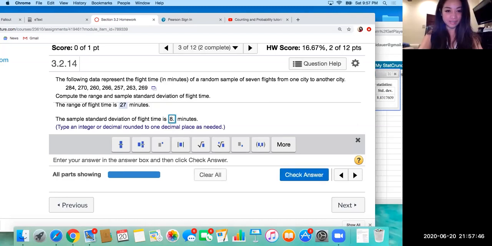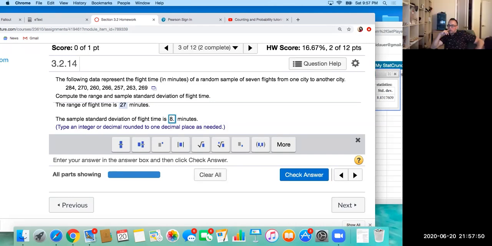How many decimals? Round to 1 decimal, please. 1, yeah.